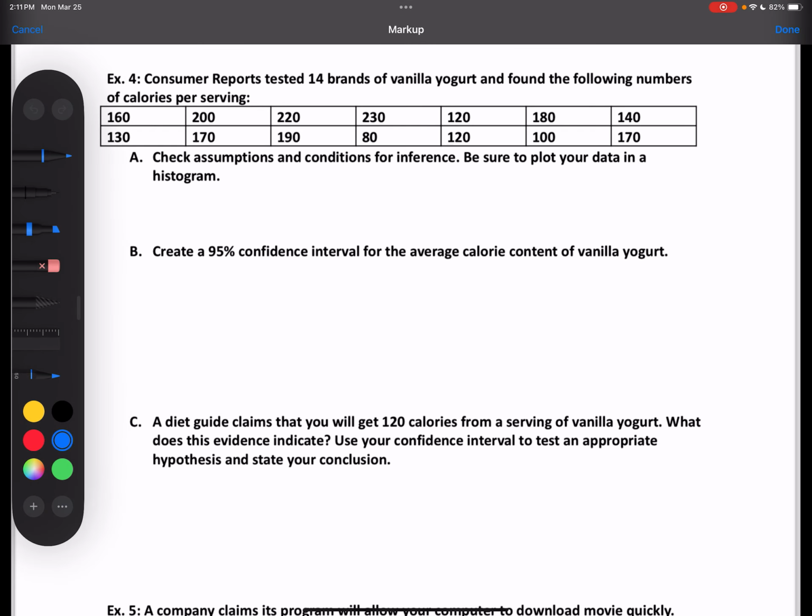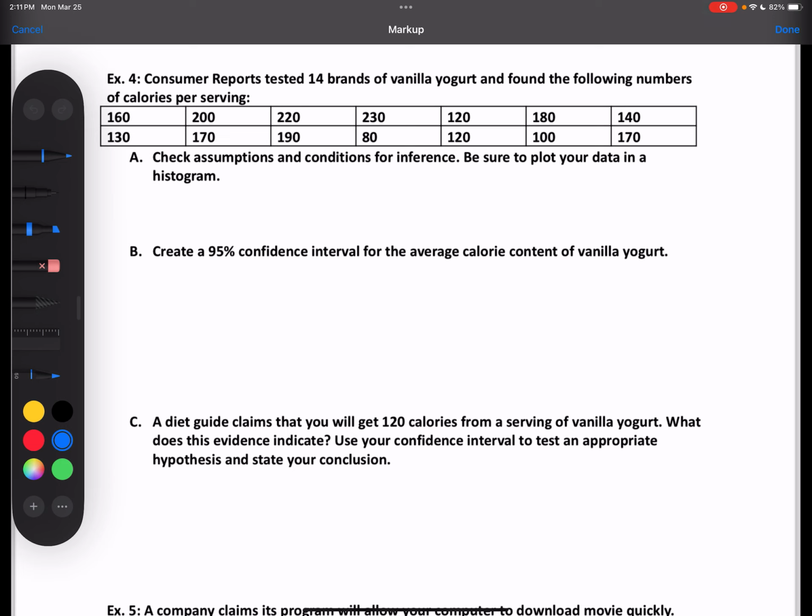All right. Consumer Reports tested 14 brands of vanilla yogurt and found the following numbers of calories per serving. Okay, so this is a table of how many calories each one has. So it's one list is all this is going to be. Check the assumptions and conditions for inference. Be sure to plot your data in a histogram. So we will do that since it's been a while.